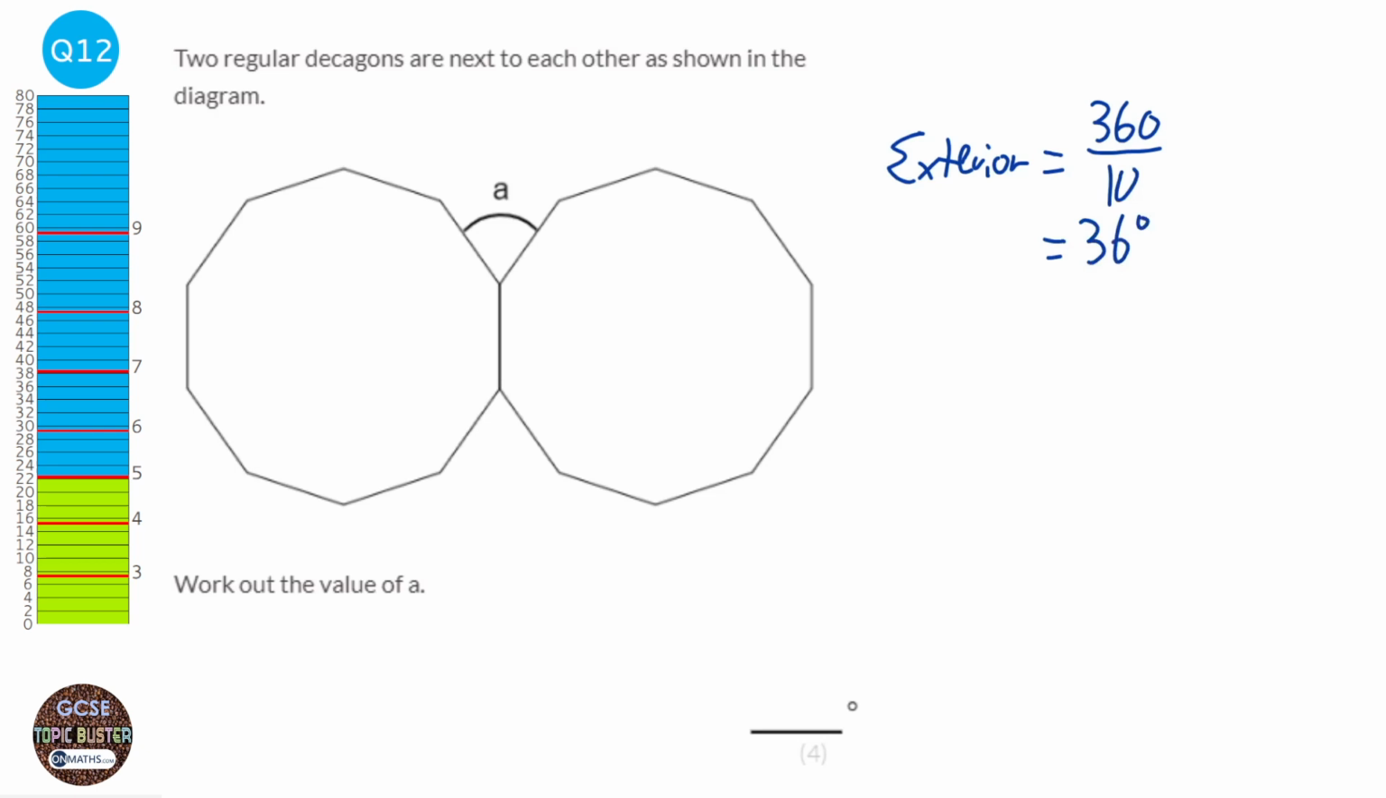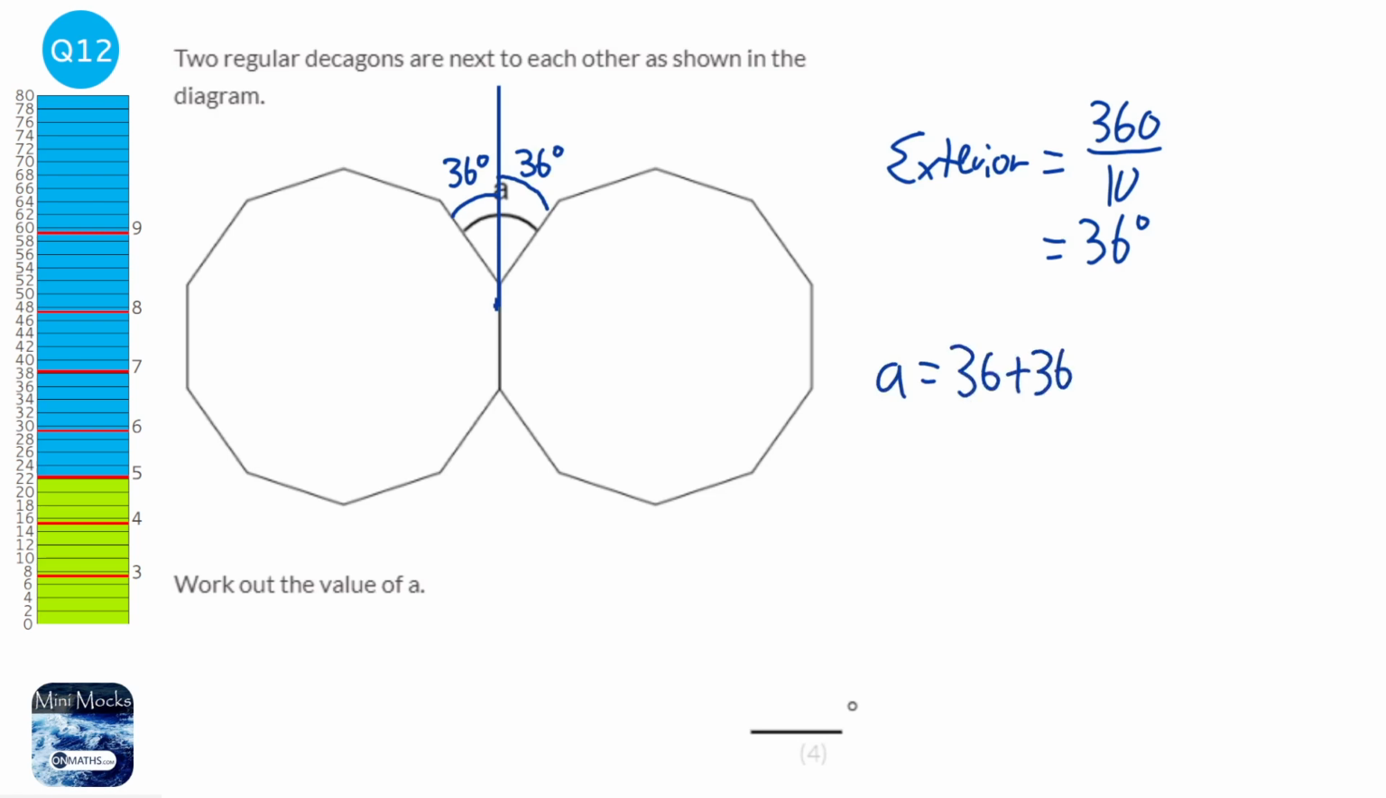And the exterior angle is just an angle that kind of continues on. You just continue on from the side. So this one here is the exterior angle of the left-hand decagon, and this one here is the exterior angle on the right-hand decagon. So altogether, the angle A will be 36 plus 36, which will be 72. So our answer will be 72 degrees.